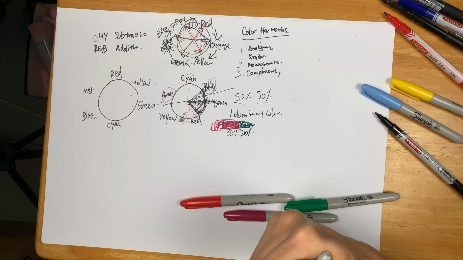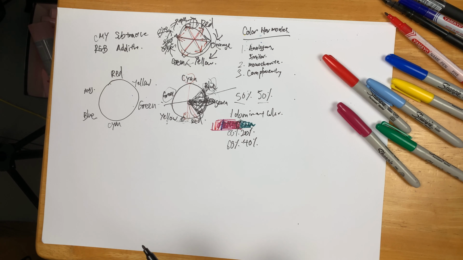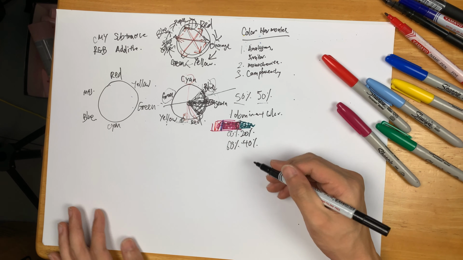You can have a white as well, somewhere in the middle here, and can go for a 60-40, and maybe you use 60% magenta, and the rest of the 40% you split between red and blue. So another thing to remember is how you mix your color.